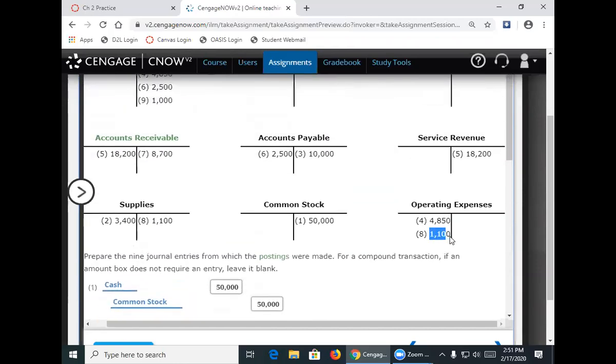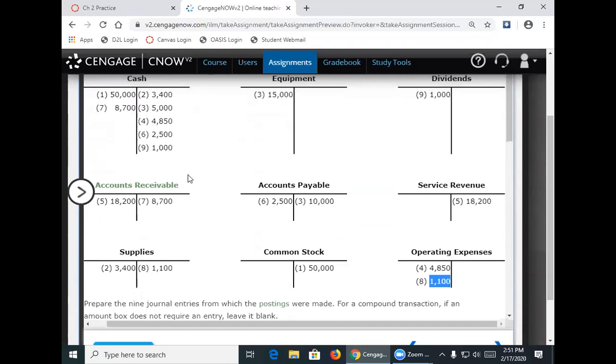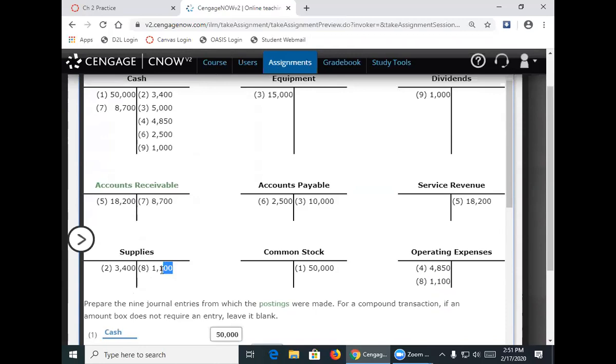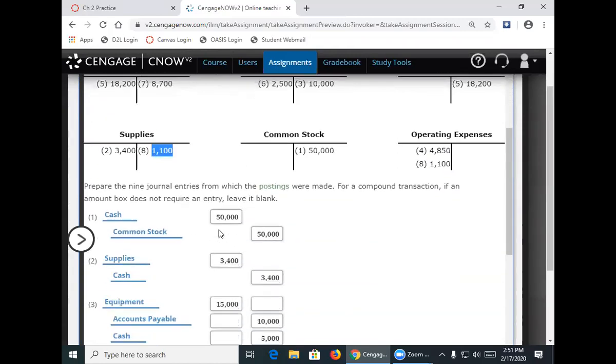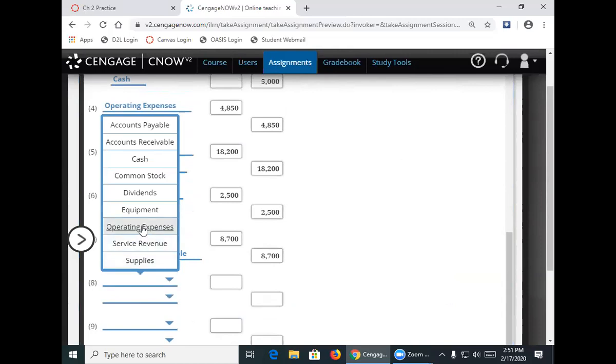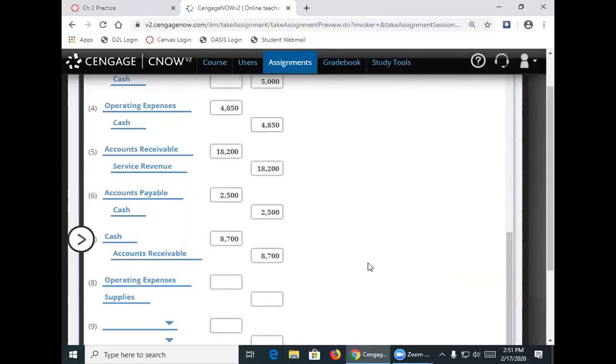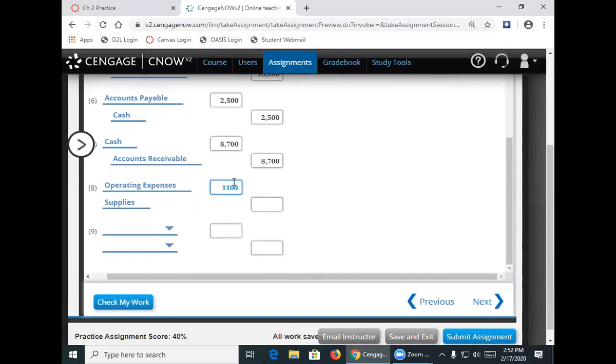Number 8. I see a debit to operating expenses, 1,100, and supplies is credited 1,100. So a debit to operating expenses and a credit to supplies. So what is that for? That one's a little tricky. You've used your supplies up. Yeah, very good. They put it all under operating expenses, but think of that as supplies expense. They just didn't separate it out. But that's exactly it. We used up some of the supplies for this period. So that's what happens when we debit operating expenses and credit supplies.